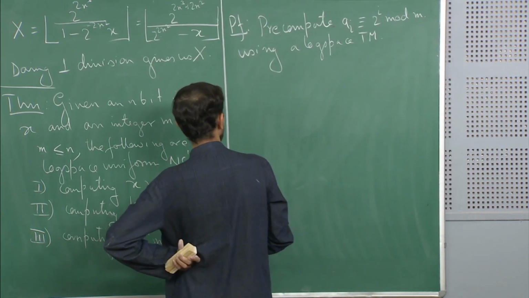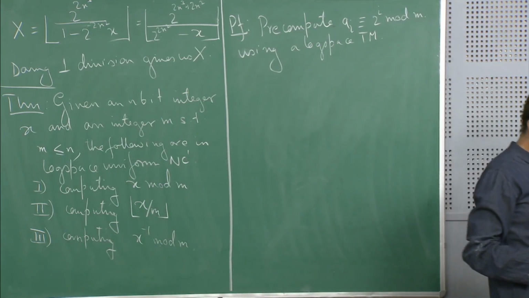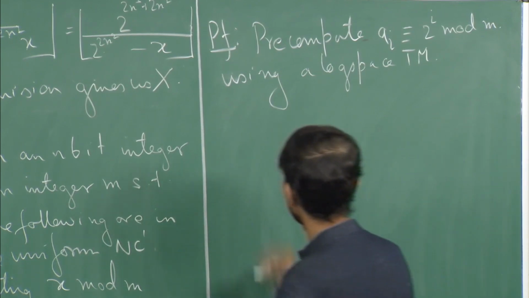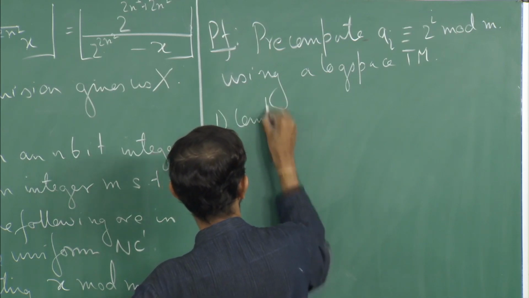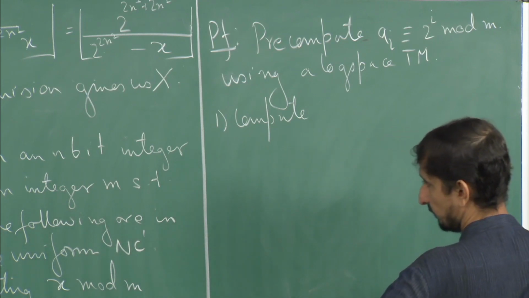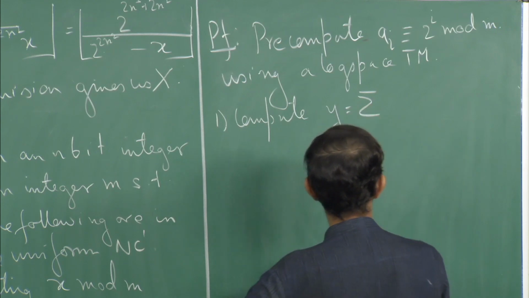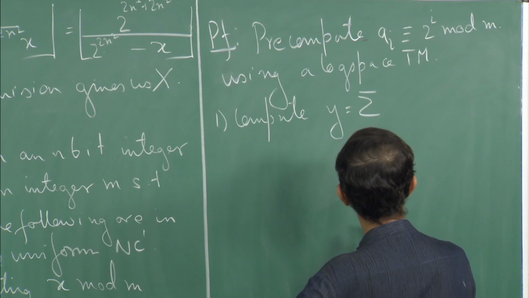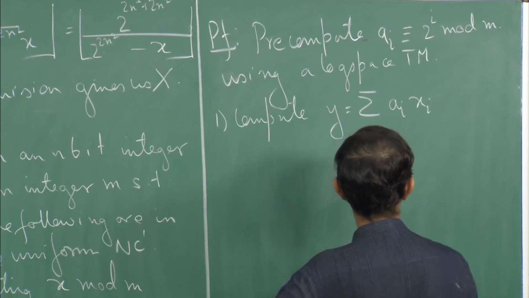Okay. So now what we will do is we will compute the following. I do not have a y over here, right? Yeah. So I will compute y, which is equal to the sum of a_i x_i.